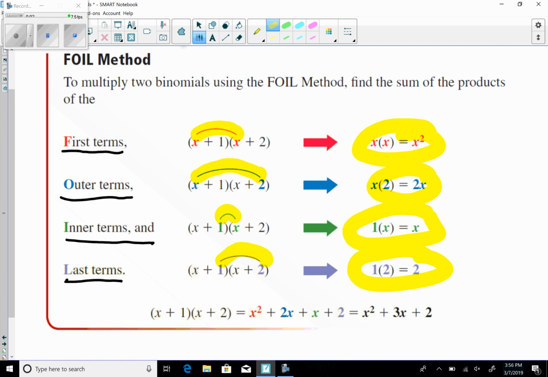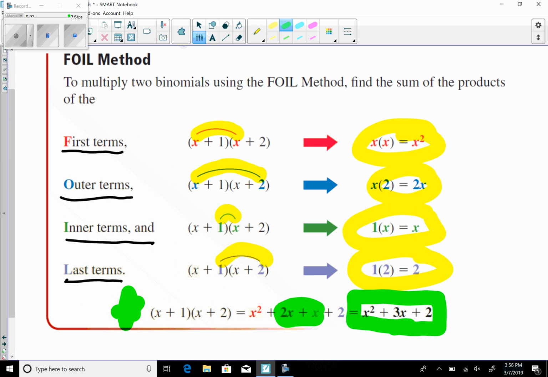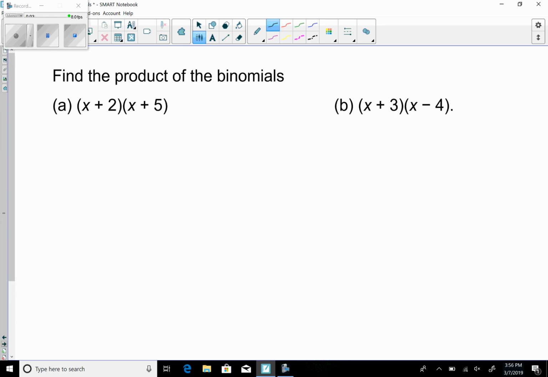But you don't necessarily have to do the FOIL method. It's just the easiest way to talk about it. If you notice down here on the bottom, they combine their like terms, so this turns out to be your ending answer. I'm going to show you a couple of examples doing the FOIL method, and then I'm also going to show you a method called the box method that I really like. It keeps things organized, and I'm all about organization.